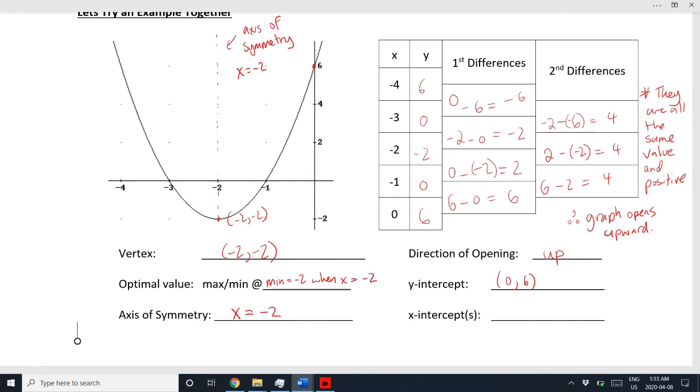And finally, let's look at our zeros. That is, where does the parabola cross the x-axis? It occurs at 2 points, one right over here and one right over here. We will state both of these as coordinates. So when x is equal to -3, y is equal to 0. And when x is equal to -1, y is equal to 0.